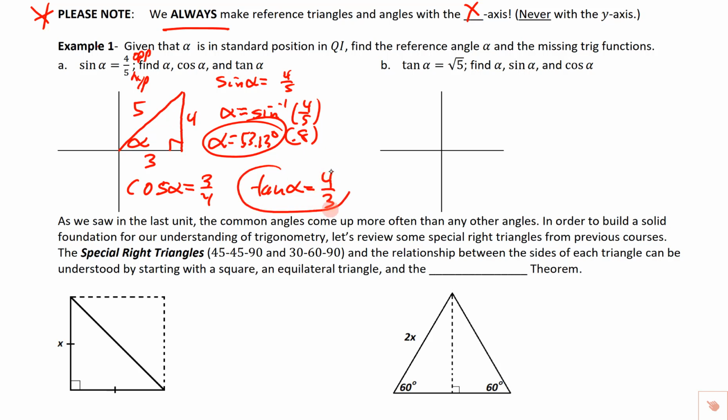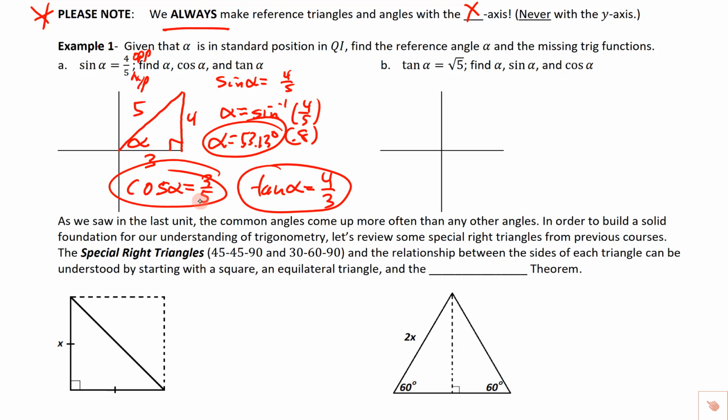Is it going to be 4/3? It is 4/3. So those are the 3 different parts of the answers on this problem. We figured out what alpha was. Cosine should be 3/5. Oh, it should be 3/5. Thank you. Thanks for catching that. Okay? All right, we good?